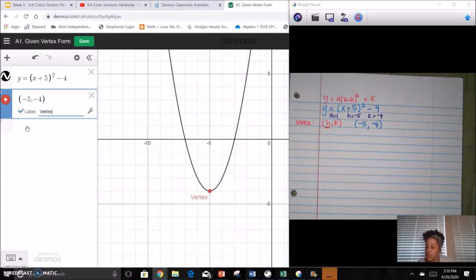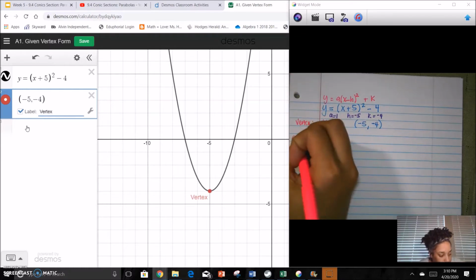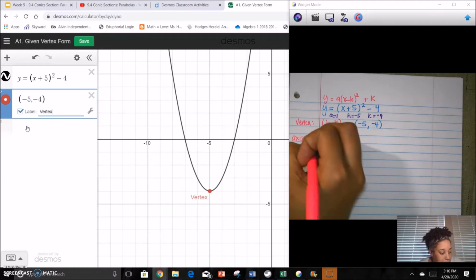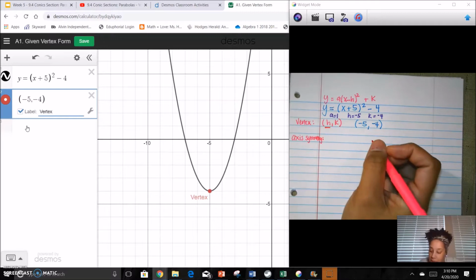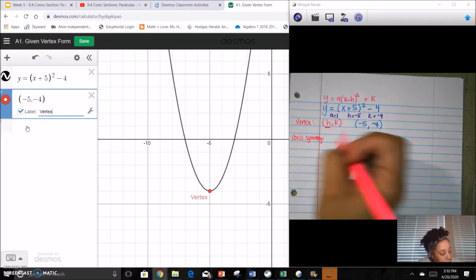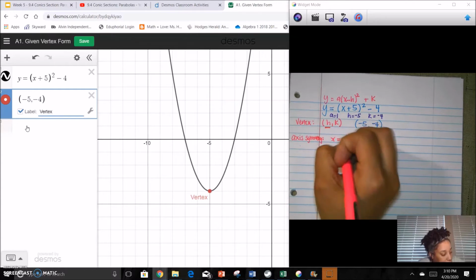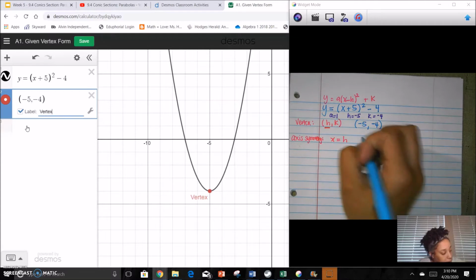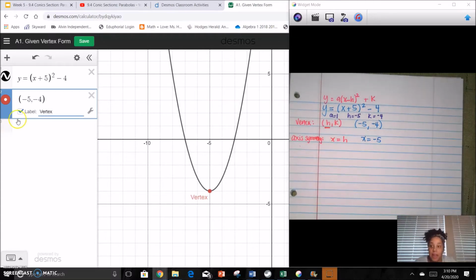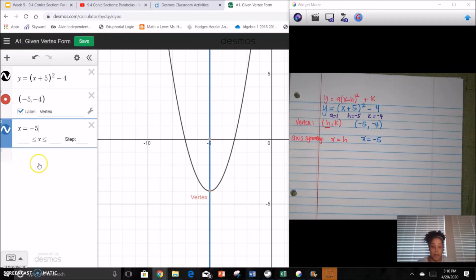The next thing on the list was the axis of symmetry. You have to write it as an equation. If you look at your notes, the axis of symmetry is x equals h. Therefore, my axis of symmetry is x equals -5, and that's what I'm going to type in here. In my Desmos calculator, x equals -5, and it puts the line on here for you.